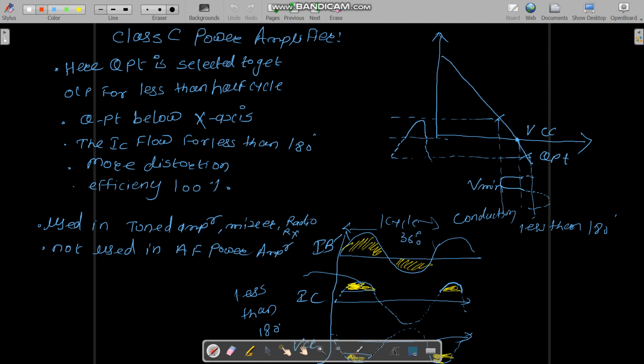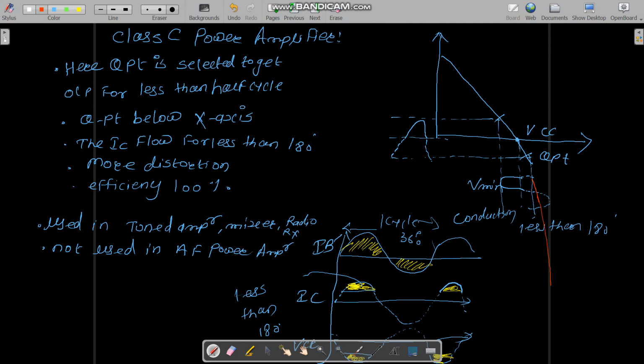Now this is your DC load line, and how I have selected this DC load line: neither on the active nor on the saturation, not even exactly on the cutoff, but just below the x-axis, right? Because of that, if you extend these points to the bottom and to the left hand side, we can see the output is obtained only for less than 180 degree. Here this is my complete input cycle, but my output is only produced for this much part. The rest, which is the dotted line, completely disappears. That means this output I will not be able to get.